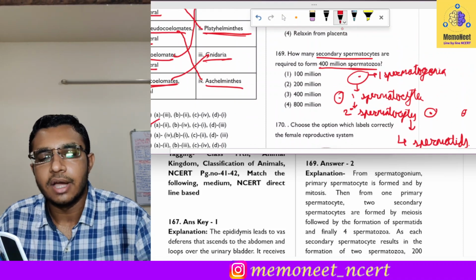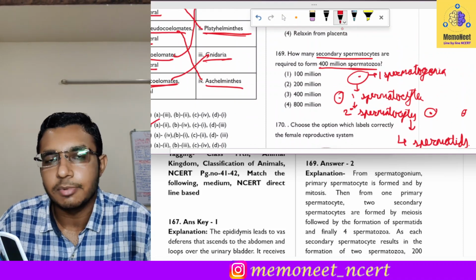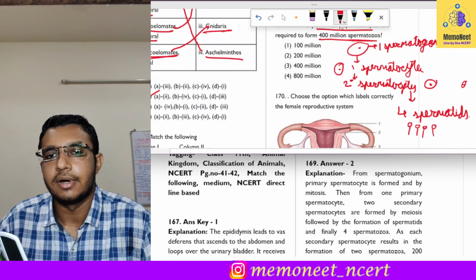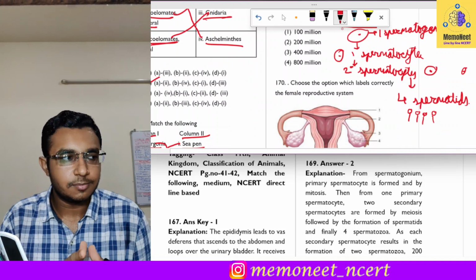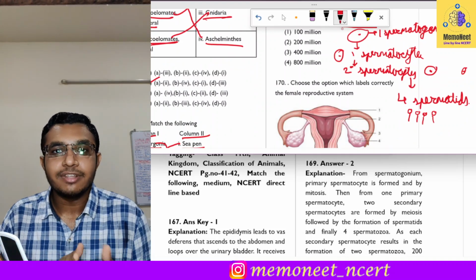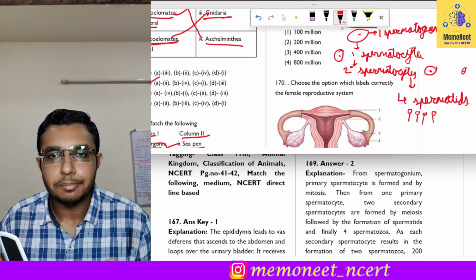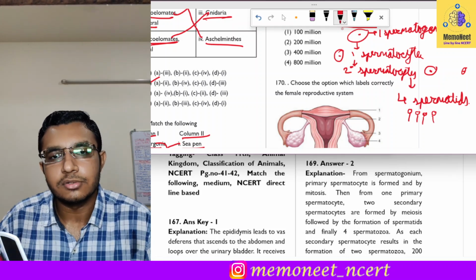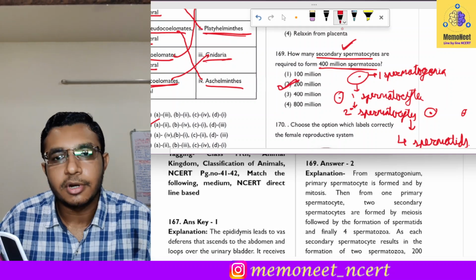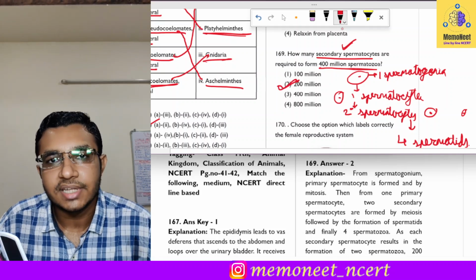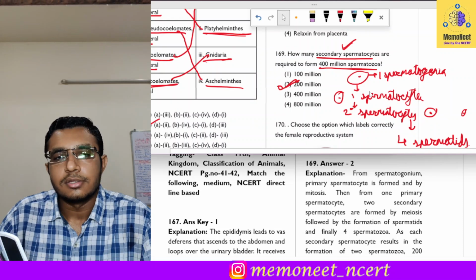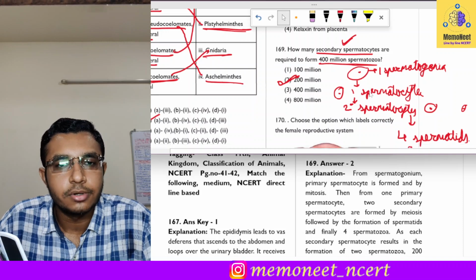Okay, and we have to produce 400 million spermatozoa, and it is asking how many secondary spermatocytes are required. So see, if two secondary spermatocytes are able to produce four spermatids, then how many will be required to produce 400 million spermatids or spermatozoa? Yes, you are absolutely correct. So 200 million secondary spermatocytes will be required to produce 400 million spermatozoa. So the correct answer of this question is option 2.